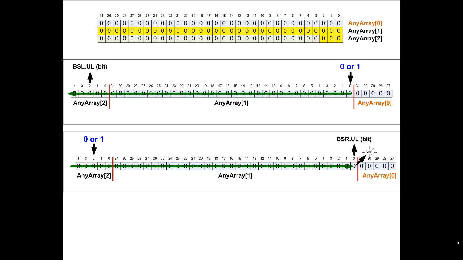Whatever is in bit 0 of any array 1 at each shift will unload to the BSR unload bit, and instead of continuing to move through the array, it will go off into bit space. It won't go from bit 0 to bit 31 of any array 0.